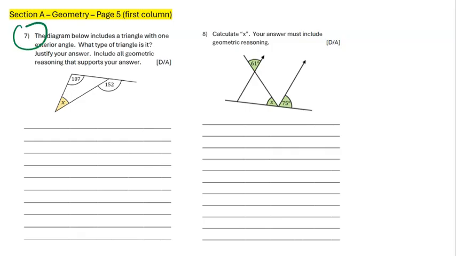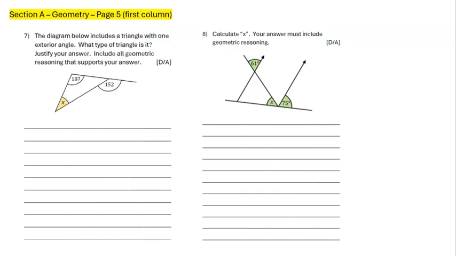So moving on to question number 7, we're still on the achieved stuff. The diagram below includes a type of triangle. You can see this triangle here, and it's got one exterior angle, that's the 152 degrees there. What type of triangle is it? Justify your answer. Include all geometric reasoning that supports your answer.